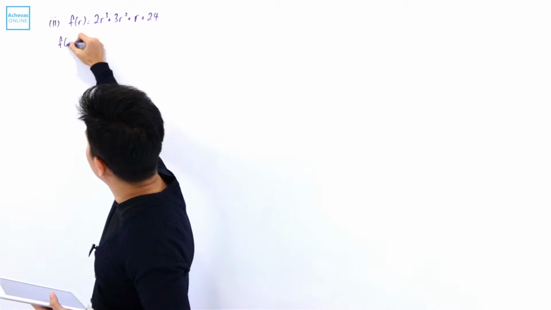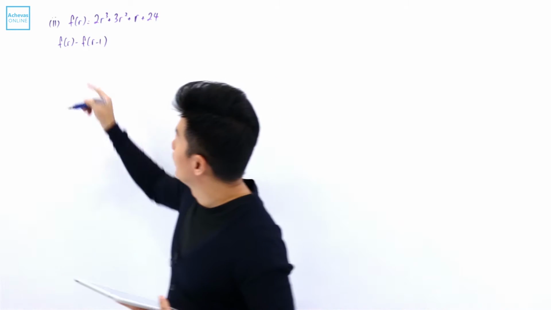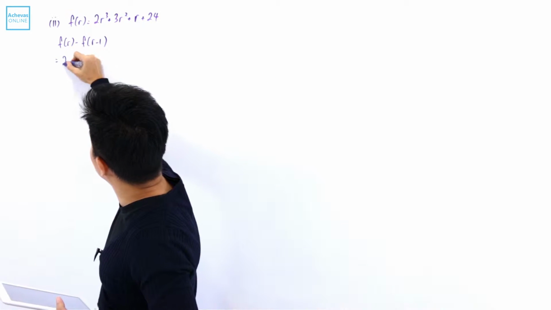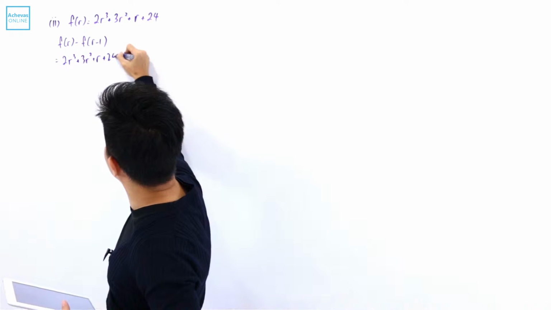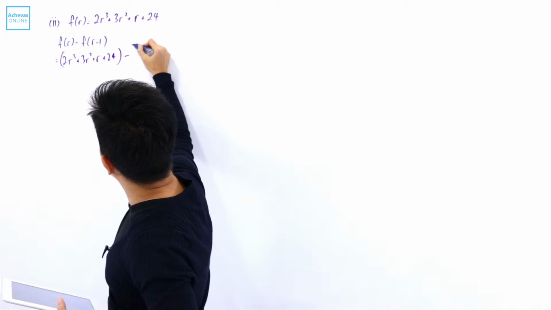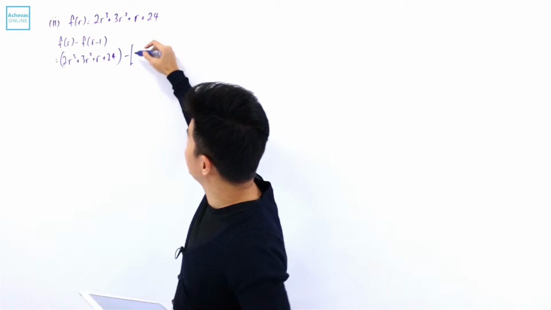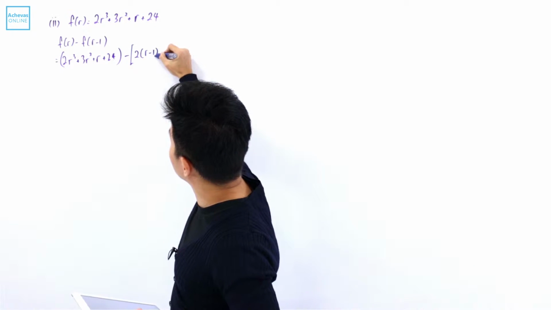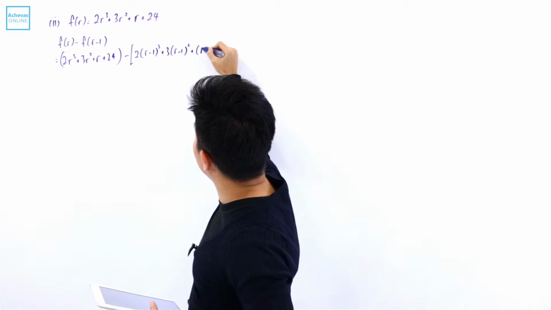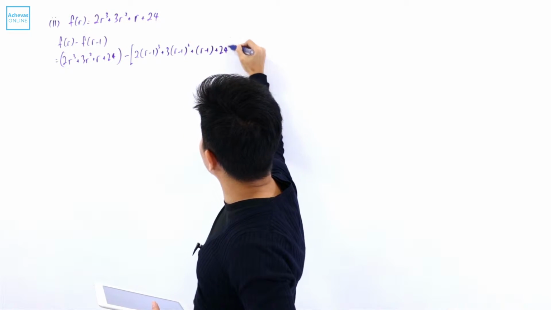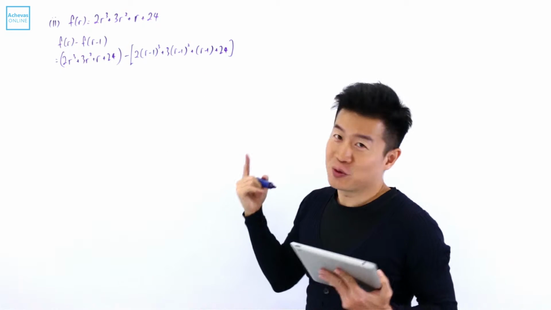Left hand side is f(r) minus f(r minus 1). f(r), it is of course 2r to the power of 3 plus 3r squared plus r plus 24. We minus away f(r minus 1). It is so tedious here. So this is going to be 2 times (r minus 1) to the power of 3 plus 3(r minus 1) squared plus (r minus 1) plus 24. I need to expand this before I can even simplify. So let's do it.